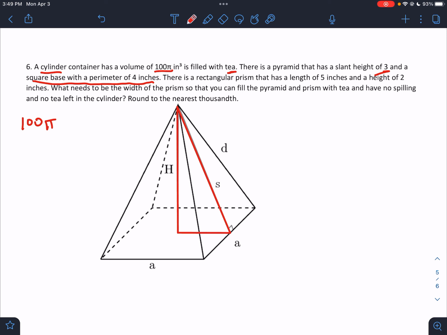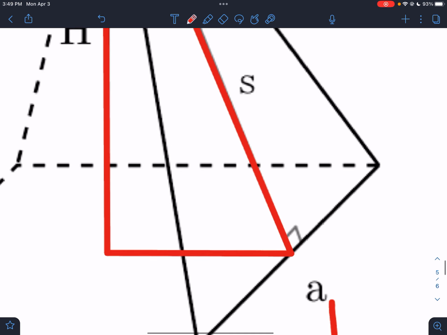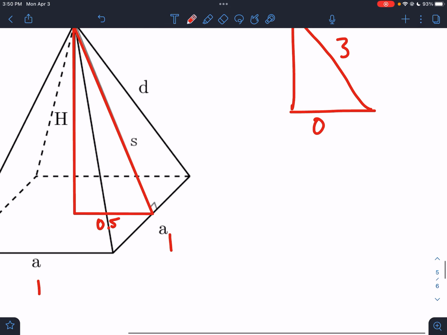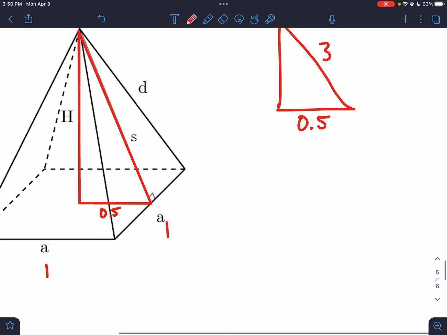If the perimeter is 4, that means each side is 1. So if we draw our right triangle, the slant height is 3. The apothem would be half the side. That's only true for squares. If it was a triangle, it would be 1/3 the height. But we got to be very specific and very clear here.